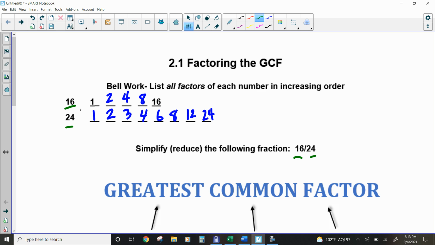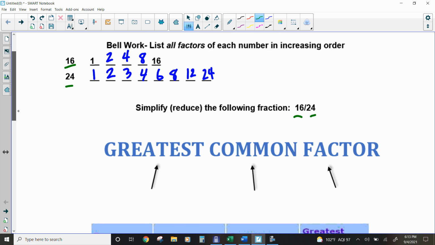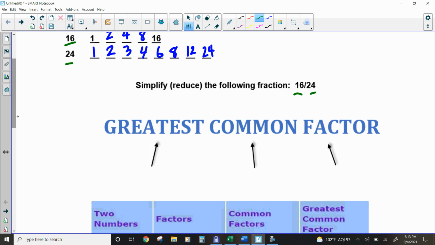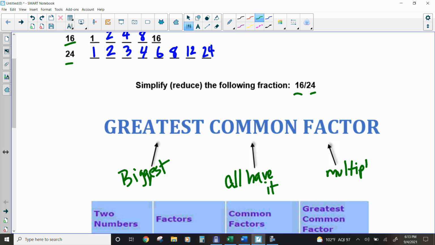If we look at what a greatest common factor is, if you tear apart the words, greatest means biggest, common means they all have it, and then factors are the things we multiply to get the number we want.